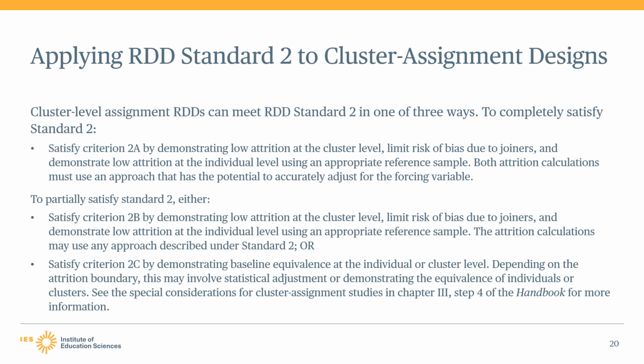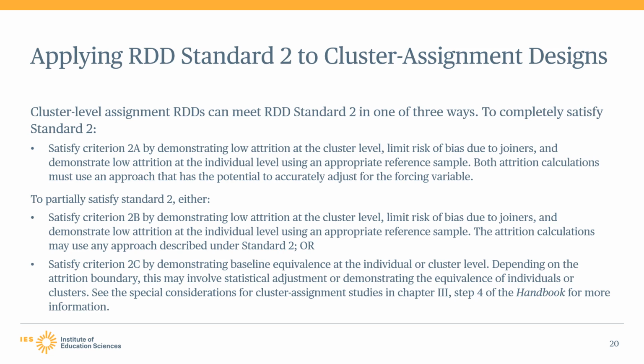There are two options for partially satisfying Standard 2. The first option is to satisfy Criterion 2B. Just like Criterion 2A, the finding must demonstrate low attrition at the cluster level, limit the risk of bias due to joiners, and demonstrate low attrition at the individual level using an appropriate reference sample.